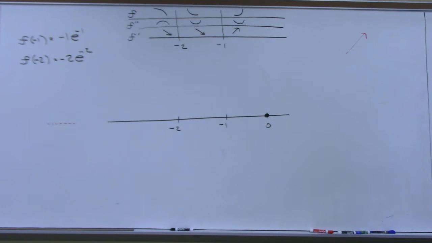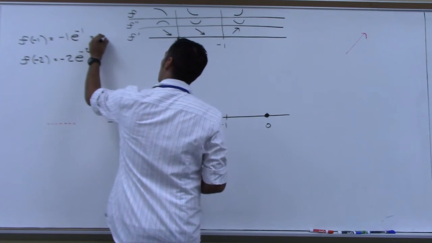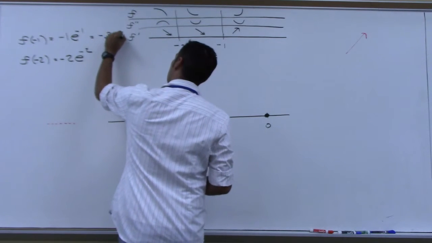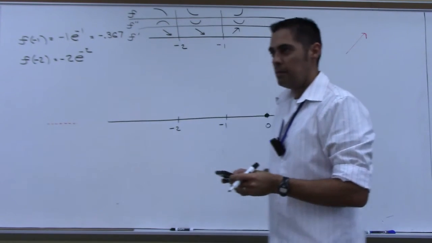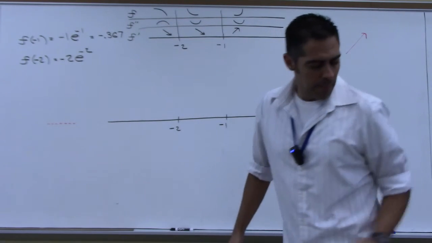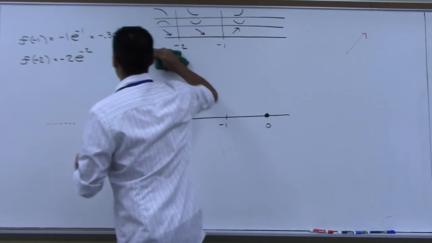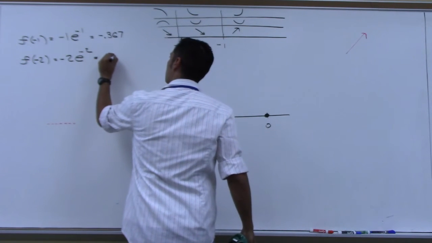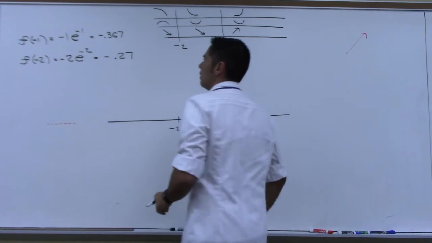So then the top one, negative, what are you getting here? -0.367. Anyone else got that? Anyone else trying? Yes, you got the same? Okay. And then how about the next one? Should be even smaller. -0.27. 0.27? Yeah. 0.271. Okay.